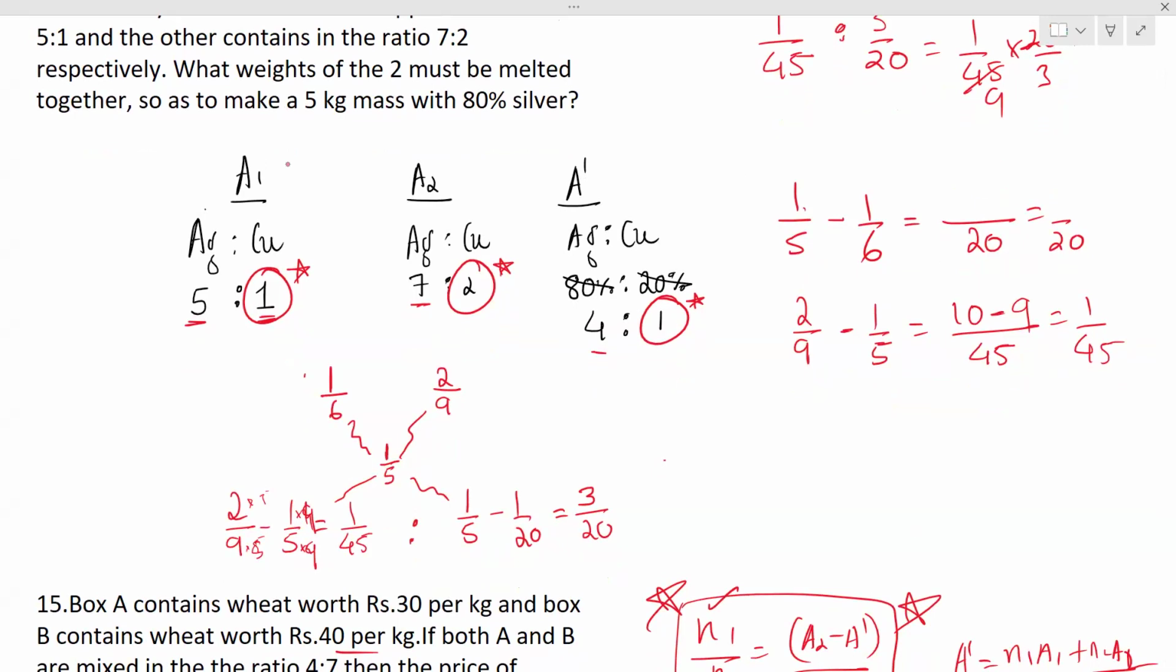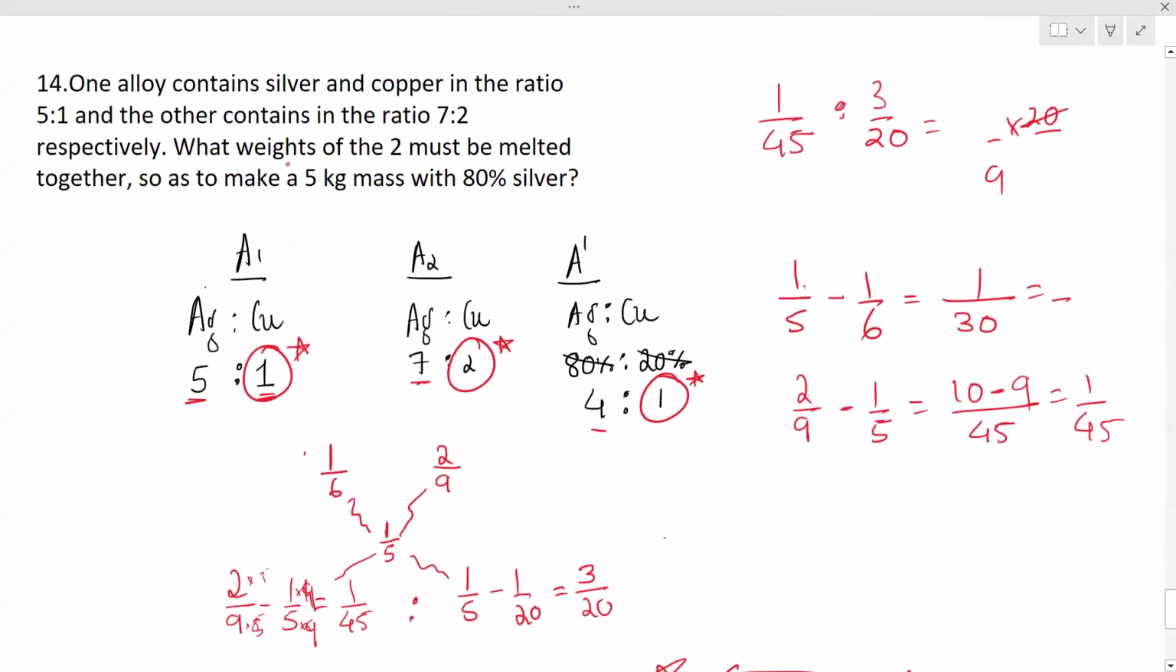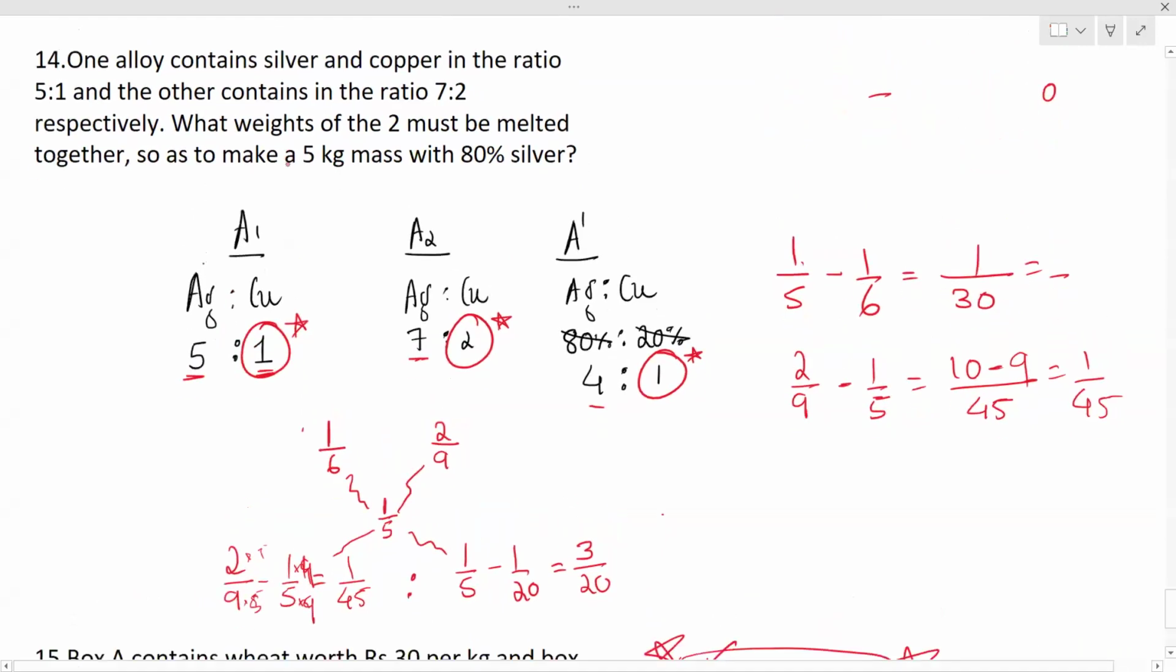This is 20, meaning 5 four times. Here 1 by 6. This is how much here? 30 here. 1 by 30 I'll get. 1 by 30 is to 1 by 45. Now it is perfect. I'll go again with this question. Do not worry.